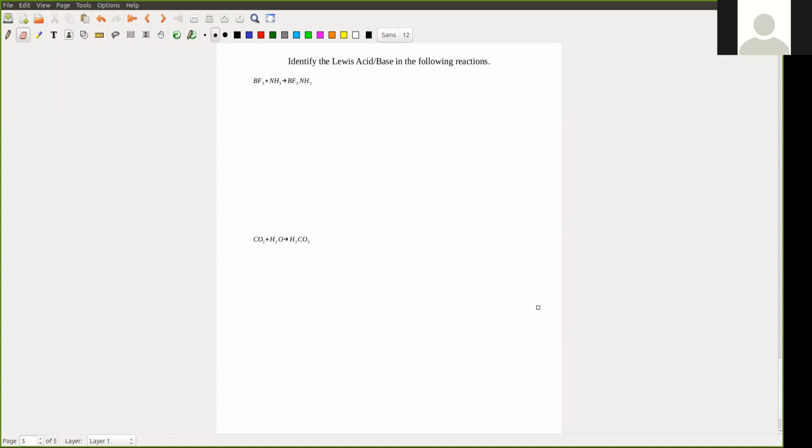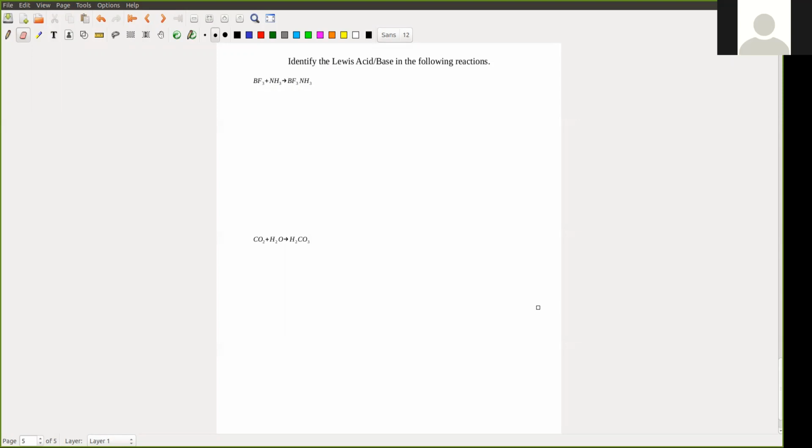And today we're looking at techniques to identify Lewis acids and bases. And I have two examples here. And we start off with the one where we have boron trifluoride reacting with ammonia.